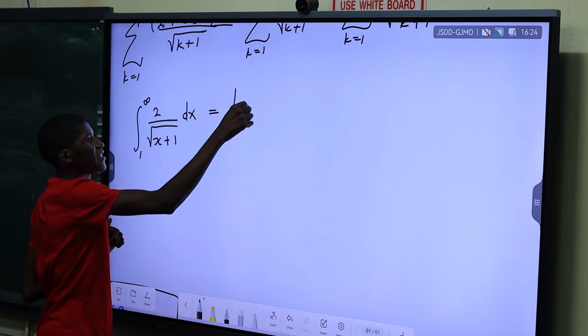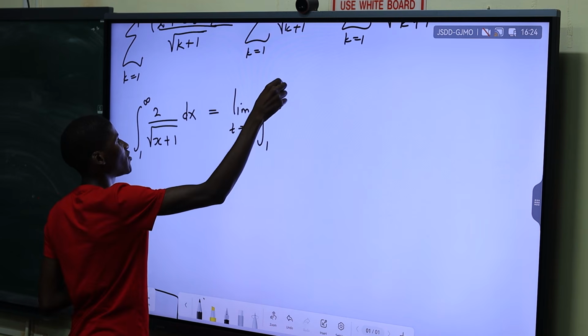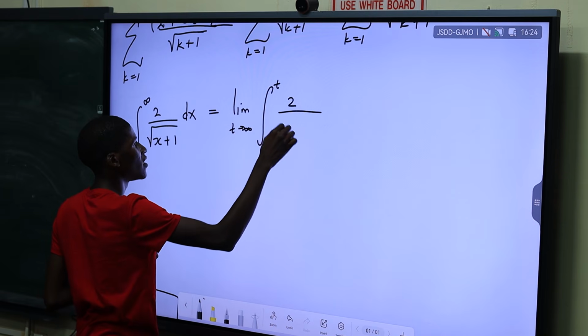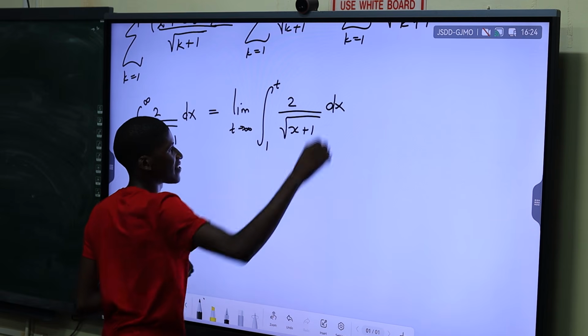Let me write it as a limit. The limit as t goes to infinity of the integral from 1 to t of 2 over the square root of x plus 1 dx.